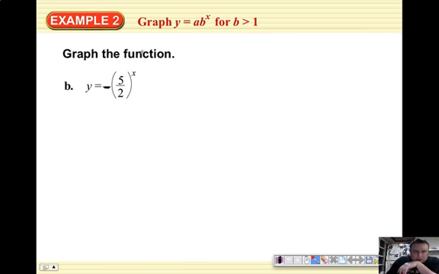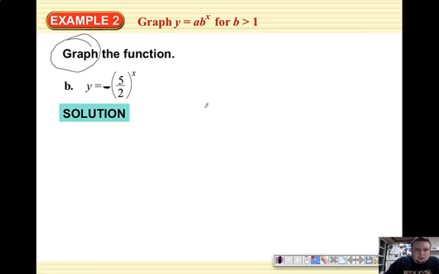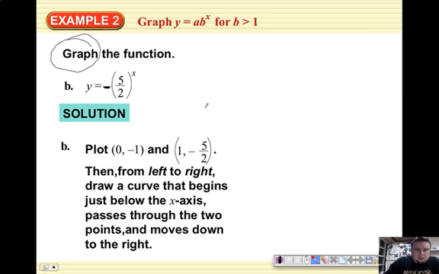So you can type that in your calculator. Still graphing here. What happens when you have a negative? Well, you're going to get your table. What we could do is we already know 0, comma, a. What's a in this case? Negative 1. Okay, so negative 1 is a, 5/2 is b, and x is the power. There you go, 1, comma, negative 5/2.